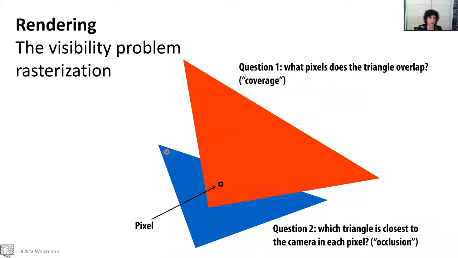Another issue that we have to deal with is the visibility problem. In rasterization, I have, for example, two triangles and a pixel. We would like to ask ourselves, first of all, what pixels does the triangle overlap, and which triangle covers it? But in order to answer the visibility problem, we would like to answer which triangle is closest to the camera in each pixel, the red or the blue. I'll take the one which is closer. This is what I see, okay? This is from the rasterization viewpoint, from the triangle viewpoint.